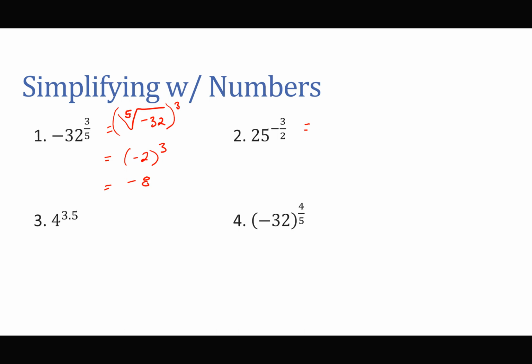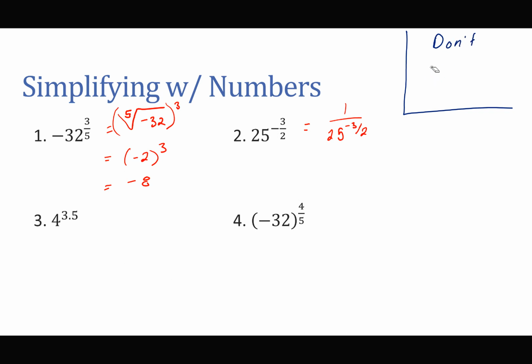25 to the negative 3/2. So this one has that negative in the exponent, so I'm going to bring this all down. So 1 over 25 to the negative 3/2. A common mistake I've seen, all right, I'm going to say don't do this.